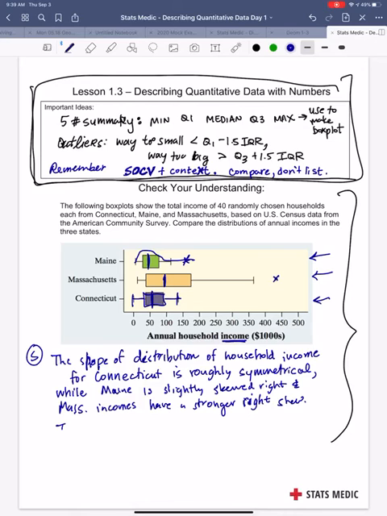Now let's talk about the center. The center is highest for Massachusetts, right? Followed by Connecticut, and Maine, which have similar incomes.